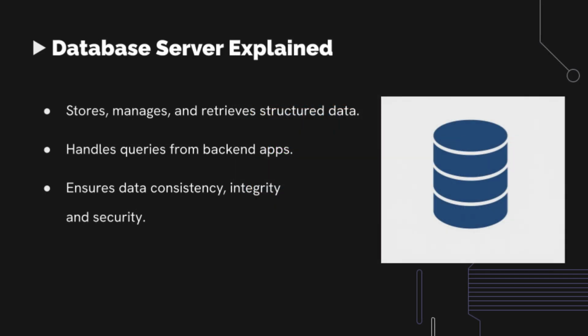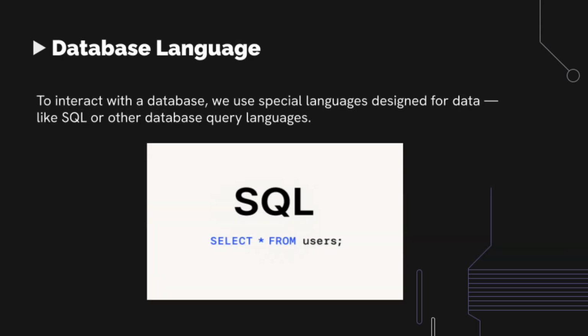Now let's talk about the database server. This is where all your website's actual data lives. Things like user accounts, product details, and messages are all stored here. It's a separate system that specializes in storing, retrieving, and managing structured data efficiently. To interact with the database, we do not use normal programming languages. Instead, we use special query languages like SQL that are made to store, fetch, and manage data.